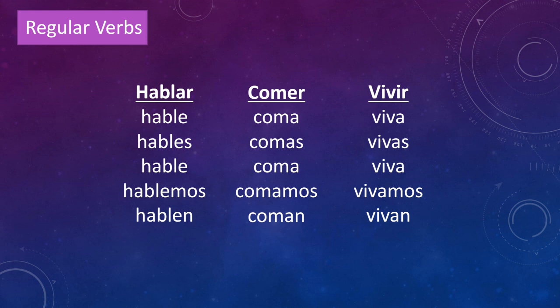And then vivir, it's an IR verb. We go to the yo form of the present tense, vivo, we drop the O and we add opposite endings. So viva, vivas, viva, vivamos, and vivan. It's really this simple. Whenever you see a regular verb, just do the 1, 2, 3 steps. And then depending on your subject, add the opposite ending.